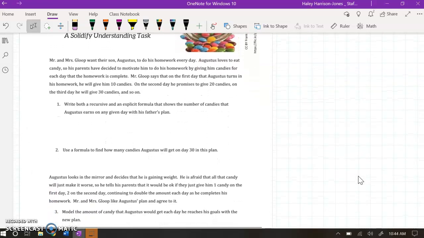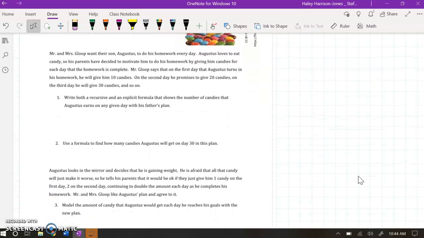Mr. and Mrs. Gloop want their son, Augustus, to do his homework every day. Augustus loves to eat candy, so his parents have decided to motivate him to do his homework by giving him candies for each day that the homework is complete. Mr. Gloop says that on the first day that Augustus turns in his homework, he will give him 10 candies. On the second day, he promises to give 20 candies. On the third day, he will give 30 candies, and so on.